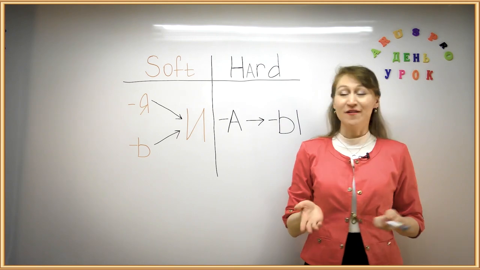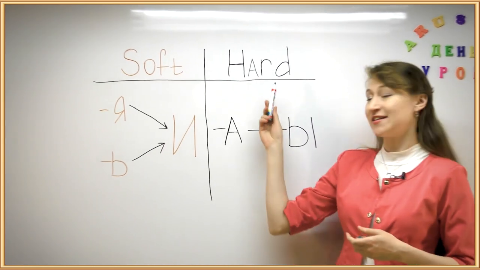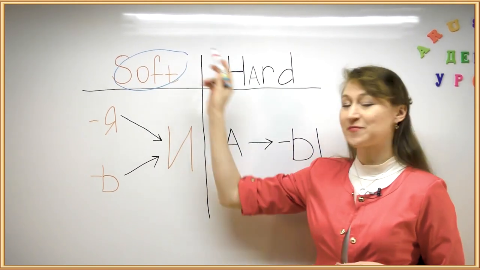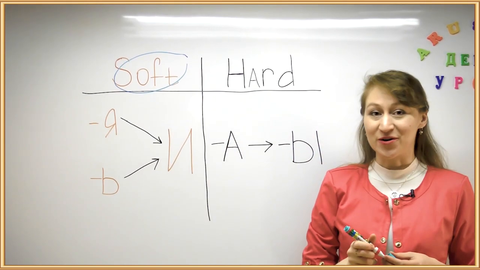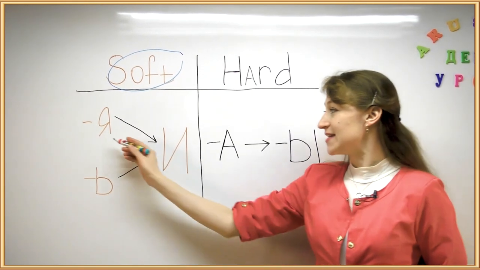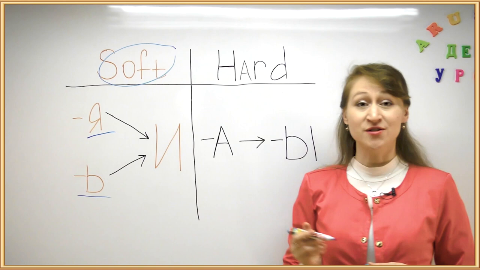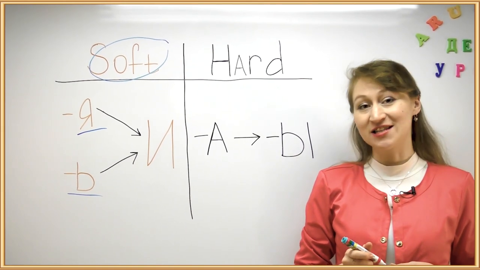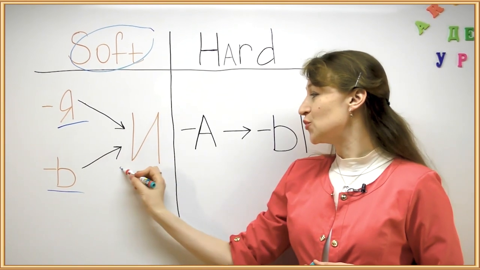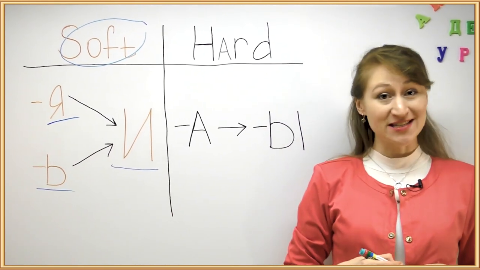Now, moving on to feminine nouns. And here we also have two variants, soft and hard. And again, we will start with the soft variant. So, feminine nouns in their singular form, in the soft variant, have the endings я or the soft sign. And just like masculine nouns, in the plural form, they will change to и. Let's look at some examples.